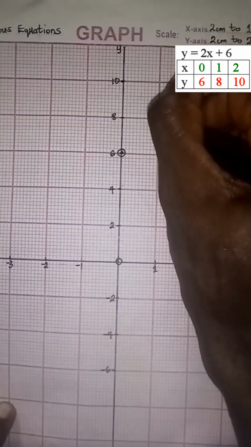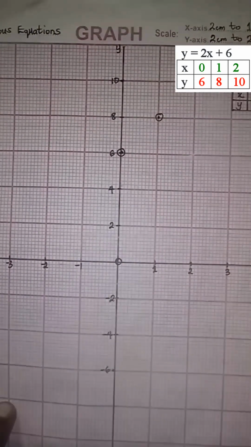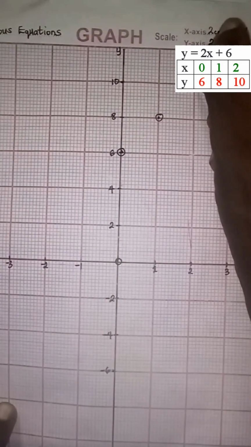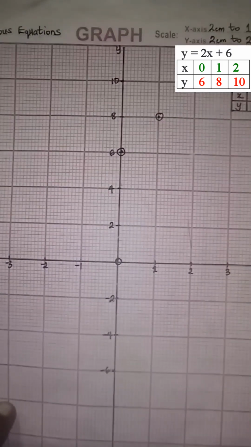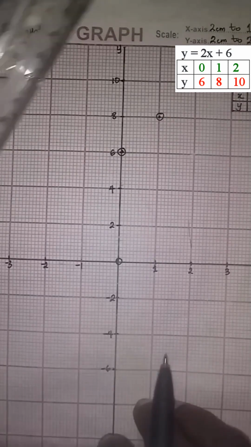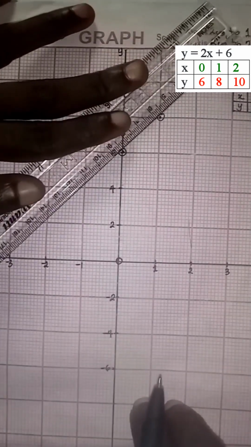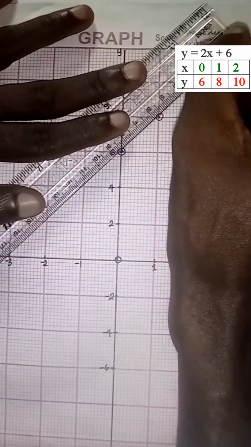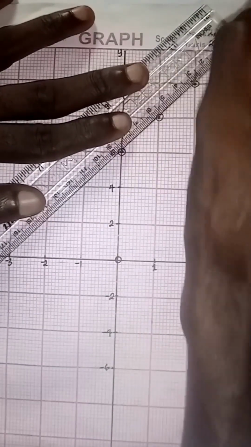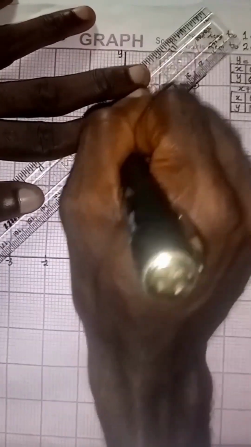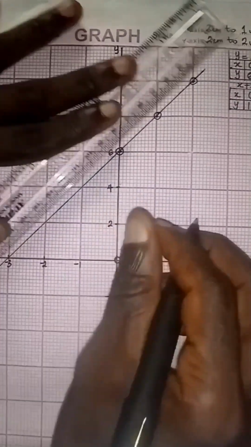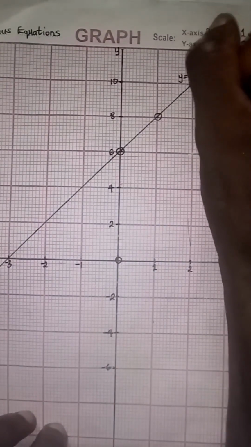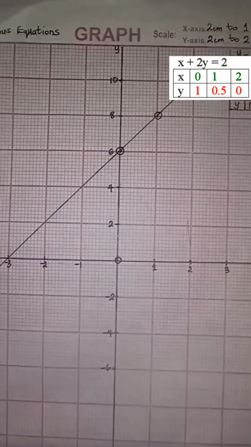The intersection of the two lines, this point, gives the required point. Then the third, when x is 2, y is 10. Here is the point. Now that the 3 points are done for equation 1, we join them by a straight line, and we can extend the line to be longer than that. The ruler has to be carefully set and the line carefully drawn so that it doesn't go beyond the point. Now we have equation 1 drawn. We have to put the equation there. That is y equals 2x plus 6 on the line.